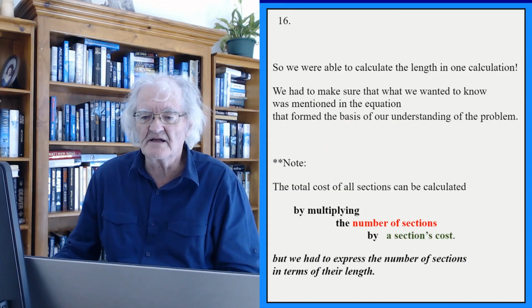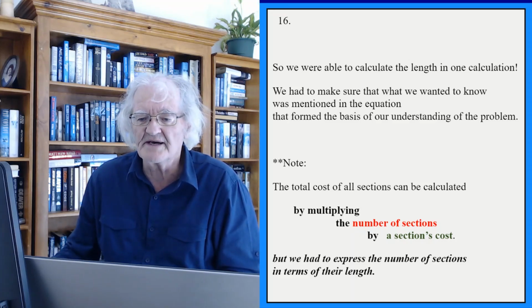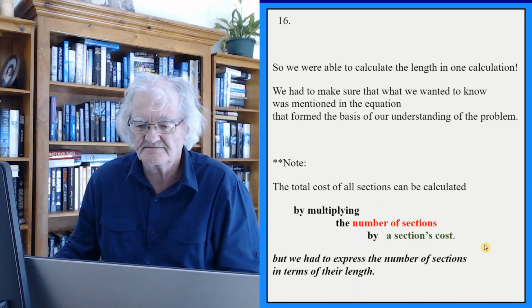So we were able to calculate the length in one calculation. We had to make sure that what we wanted to know was mentioned in the equation that formed the basis of our understanding of the problem. Now make a note of the following. The total cost of all sections can be calculated by multiplying the number of sections by the section's cost. But we had to express the number of sections in terms of their length in this particular case.